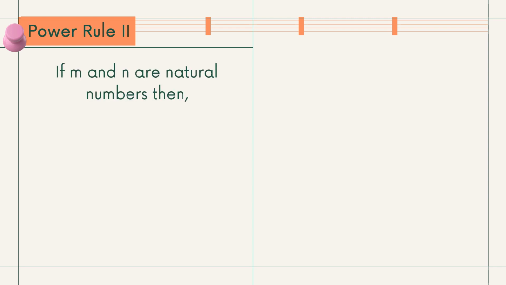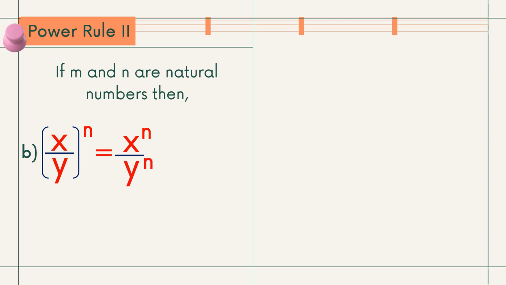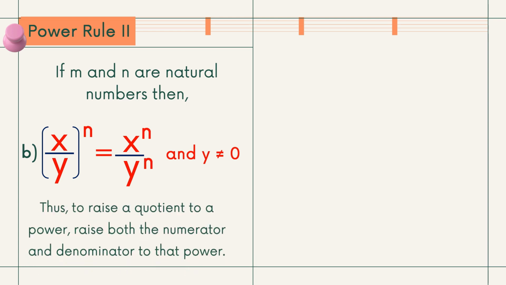Next, let's discuss the power rule 2 for quotient. And this states that if m and n are natural numbers, then the quantity x divided by y raised to the power of n is equal to x to the n divided by y to the n, and y is not equal to 0. Thus, to raise a quotient to a power, raise both the numerator and the denominator to that power. Let's try some examples.